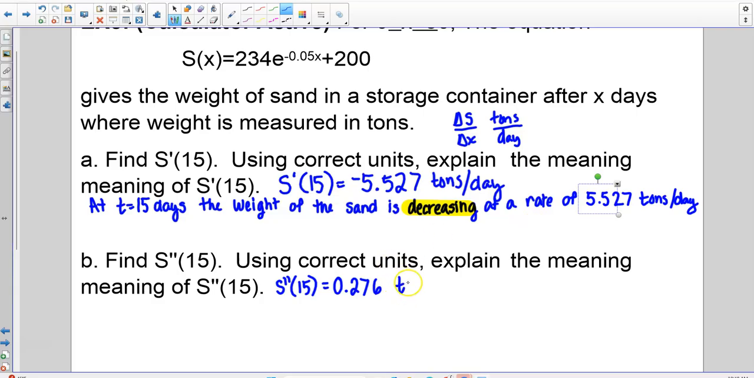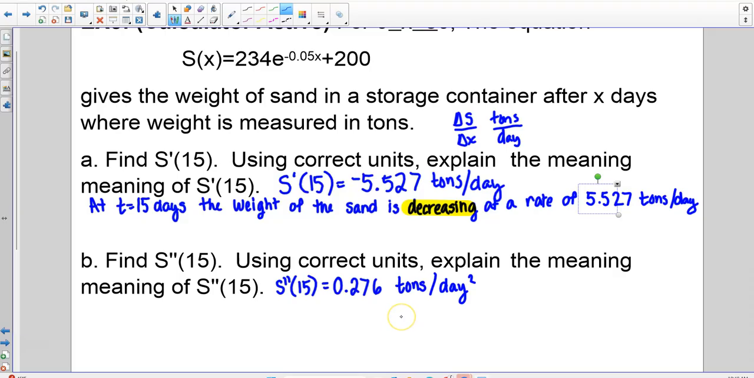Tons per day squared, or tons per day per day? I think these are so hard to explain what's happening here, especially in this scenario, because we're starting to get a little bit more abstract on what's happening, right? On the 15th day, this is how fast the sand's going out of whatever storage container we're looking at, right? That kind of makes sense.